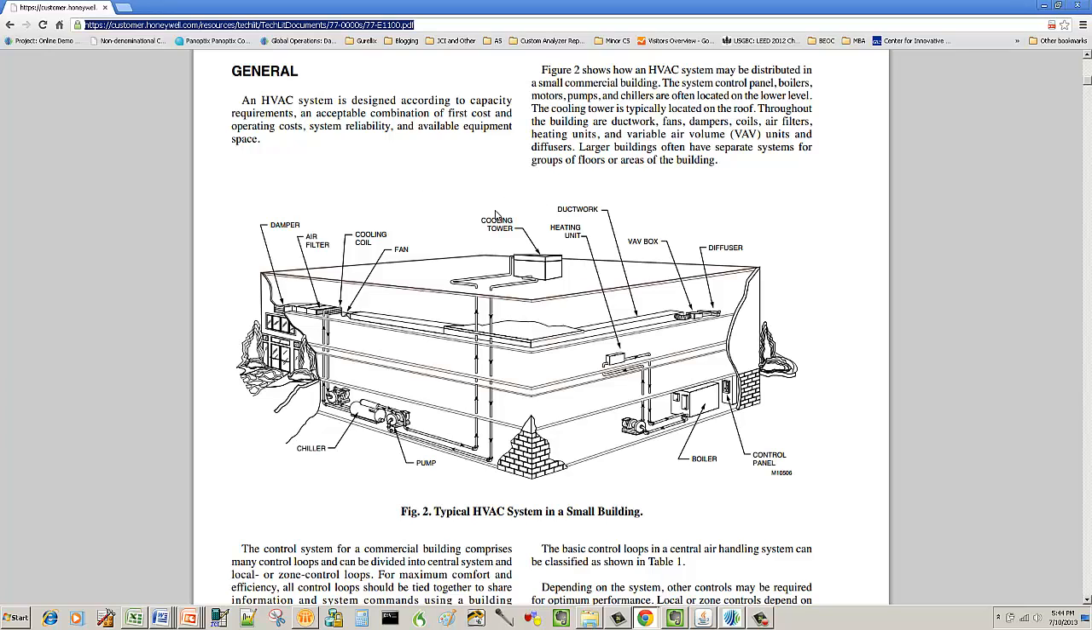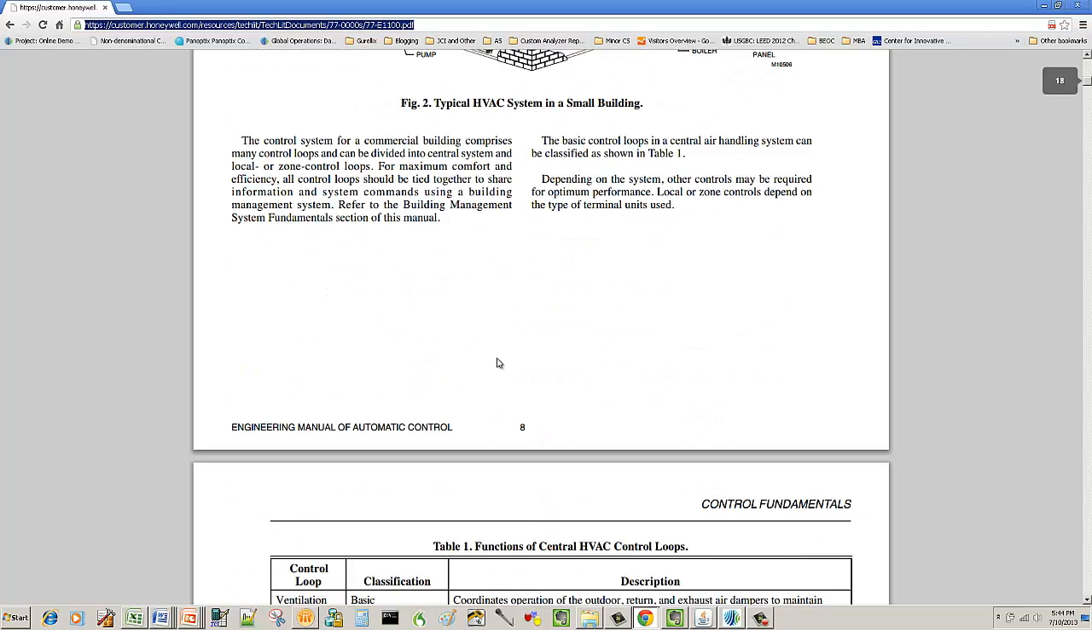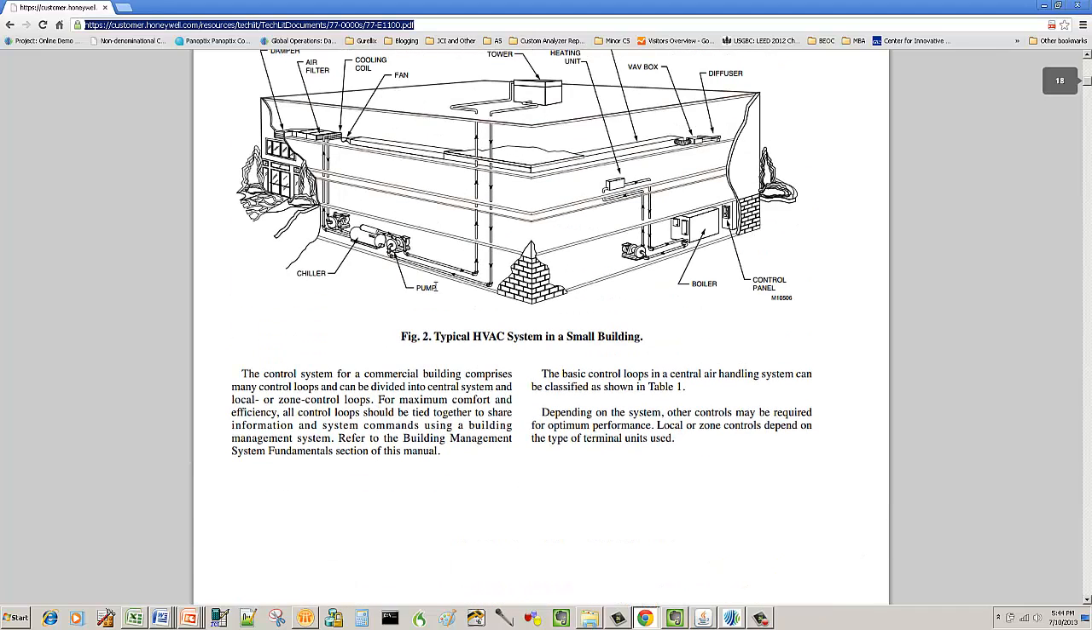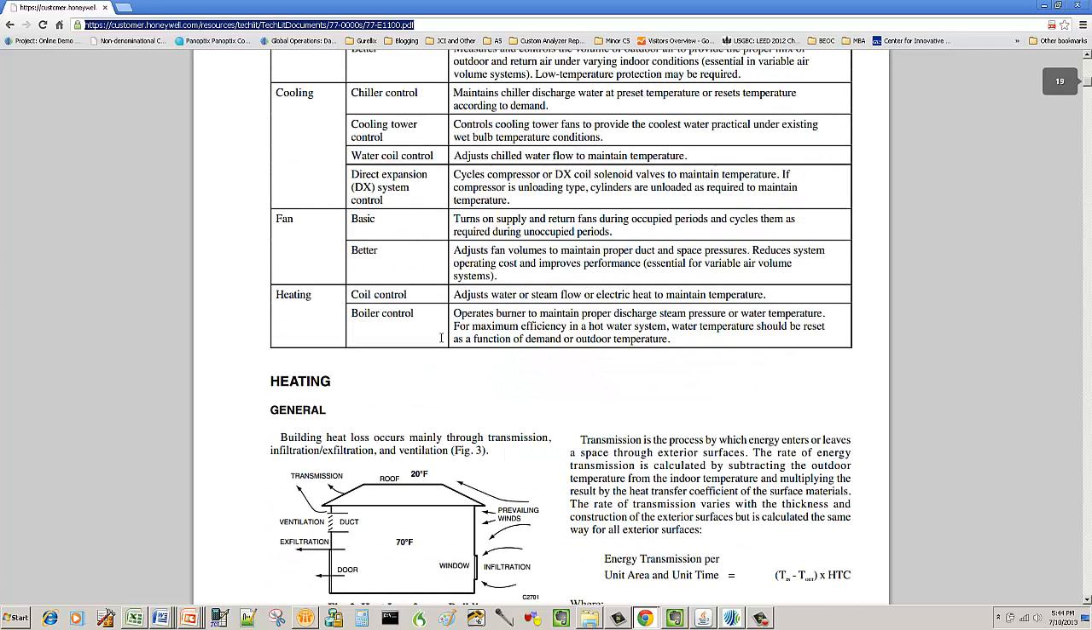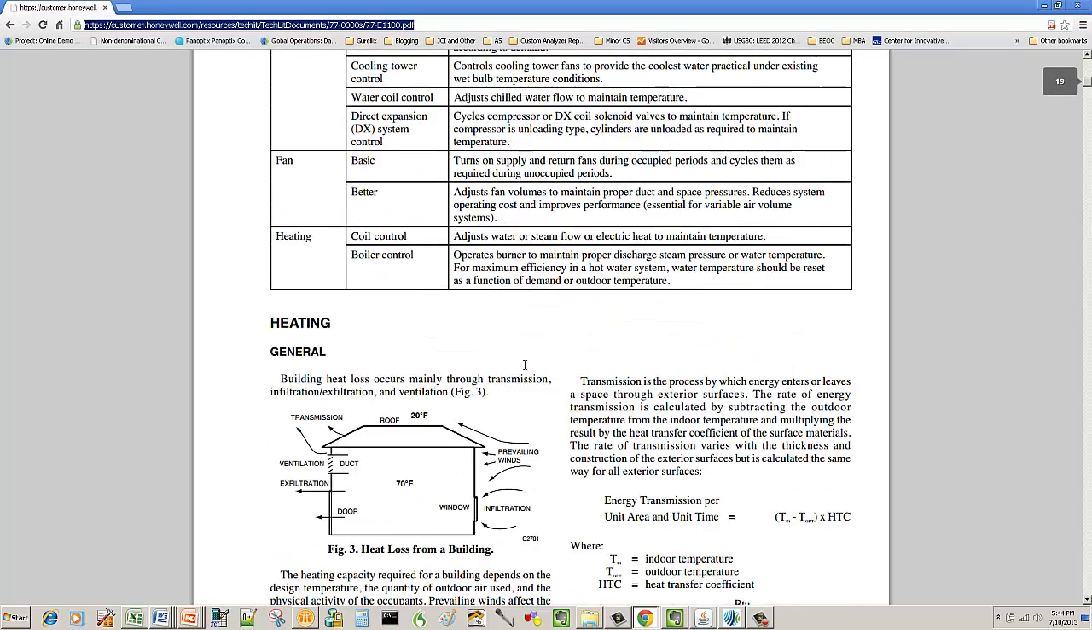Well, if you understand what you're reading here, maybe that'll help you understand why you're getting told that a project's going to be late or you've got an increase in cost. Alright, so we go right through here. That's our basic building. It talks about a couple different types of control loops: ventilation, cooling, a fan loop, heating. It talks about just some descriptions. This is basic general fluff. Really, you don't need to know this.